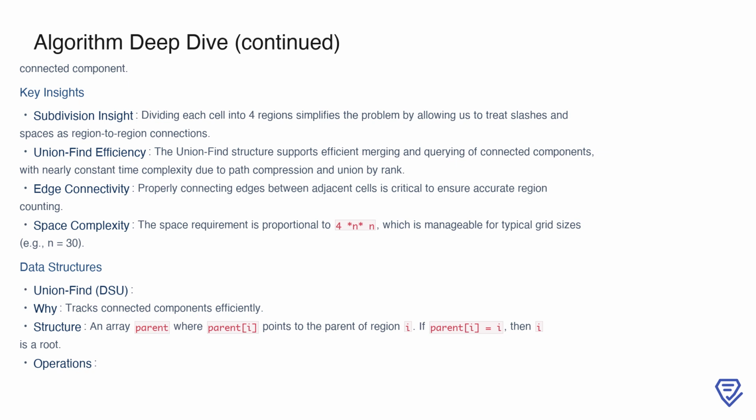The union find structure is particularly efficient due to optimizations like path compression and union by rank, which keep the operations fast. Properly handling edge connectivity between adjacent cells is crucial, as any missed connection would lead to an inaccurate count of regions. In terms of space complexity, the memory usage grows with the number of regions, which is proportional to 4 times the total number of cells. For typical grid sizes, such as 30 by 30, this is manageable. By combining these insights, we can solve the problem both accurately and efficiently.